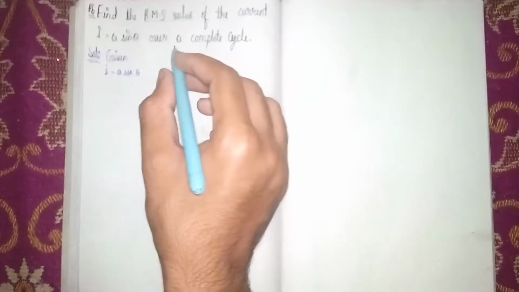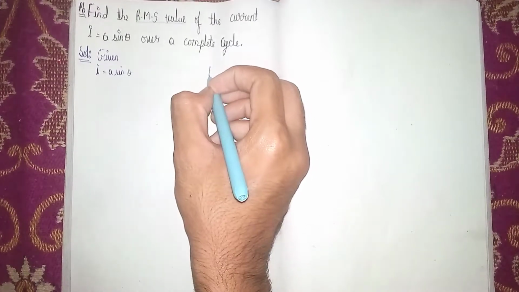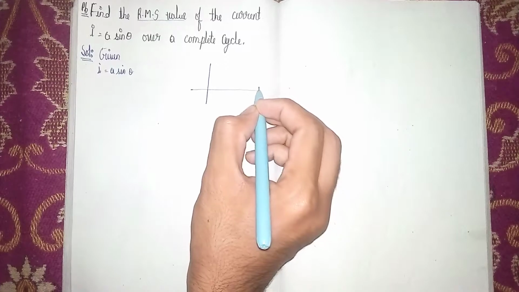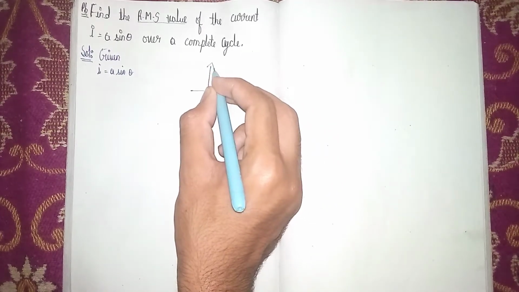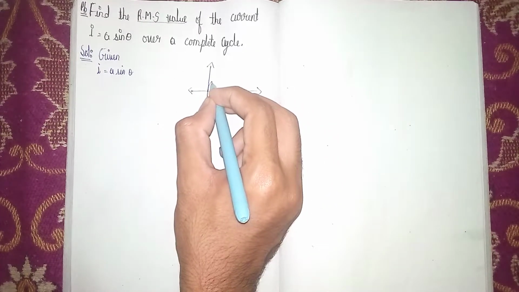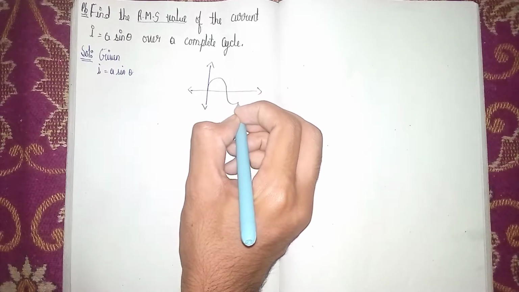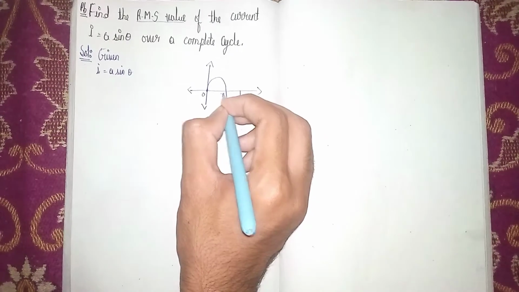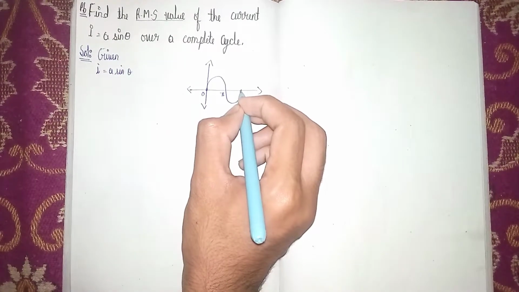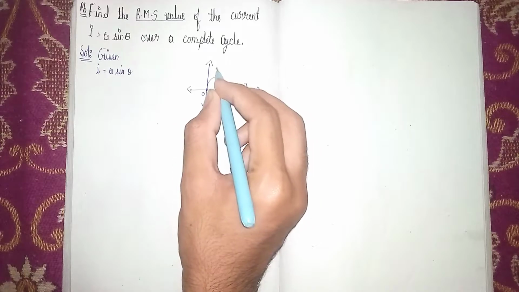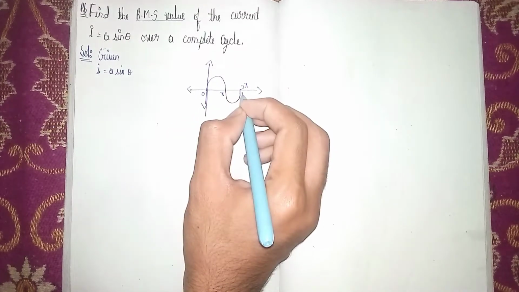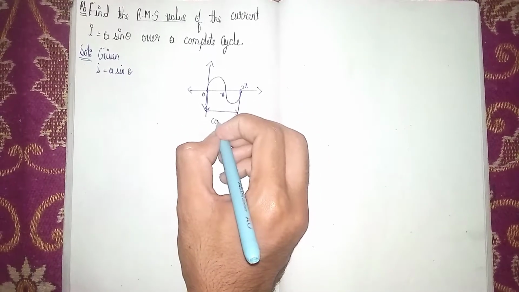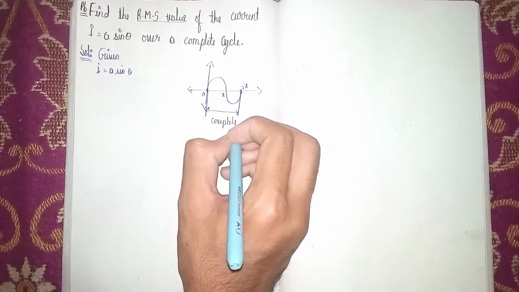Then over a complete cycle we have to draw a diagram like this: Y axis, then x axis, then the wave. A complete wave means a complete cycle. So this is 0, this is pi, this is 2 pi. Now the complete cycle is from here to here. I'm writing here: complete cycle.